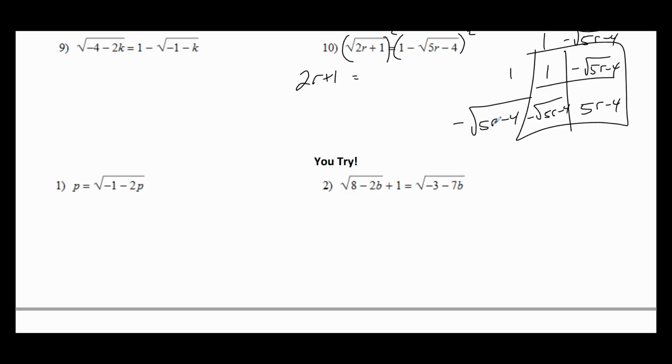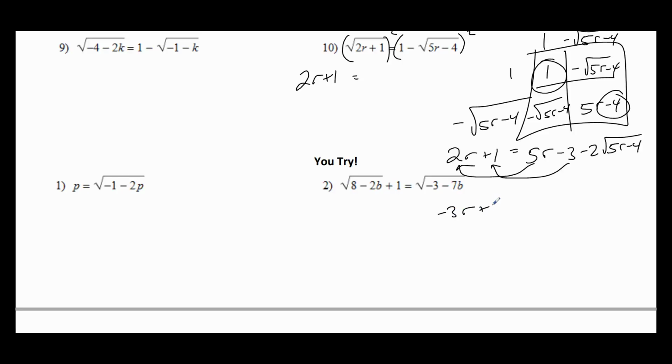Now, we could have done that a lot quicker. I could have shown you some strategies with that, but I'm not going to do that right now. Either distribute, FOIL, or you can box it. Okay, so let's combine like terms. So that's 5r, and then it's minus 3, because this 1 and that negative 4 combine, right? And then it's minus 2 root 5r minus 4 equals 2r plus 1. So let's bring this over. So I get negative 3r plus 4 equals negative 2 root 5r minus 4.